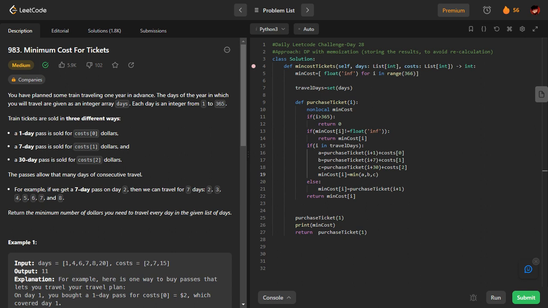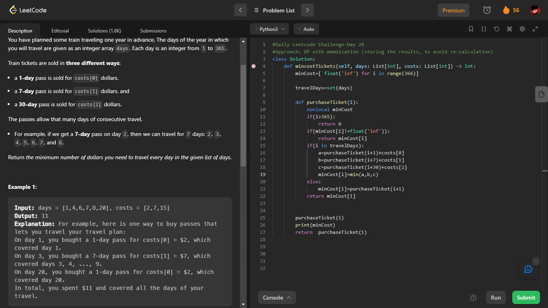Either I can take a one day pass. One day pass means only for that day I can travel. It will have a particular cost. So the costs array will always have three members. The first one will be for a one day pass, the second one for a 7 day pass, and the third one for a 30 day pass.